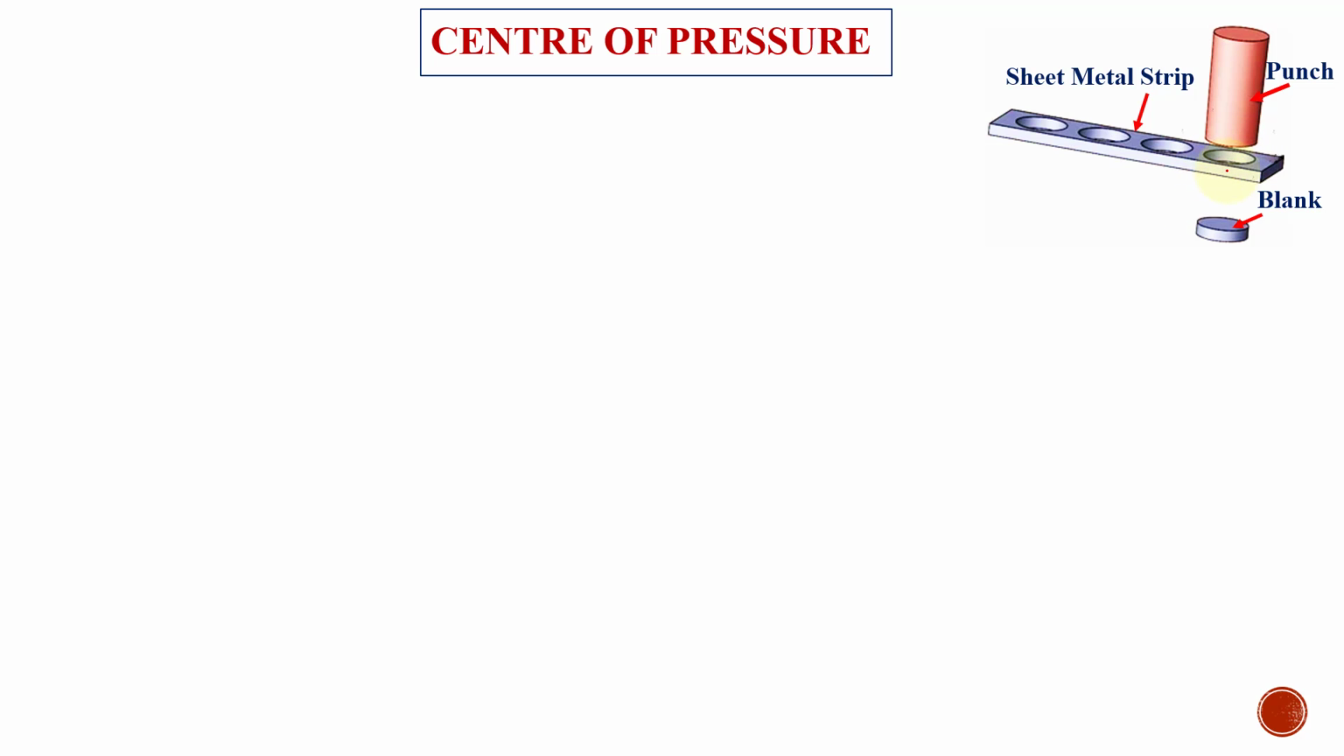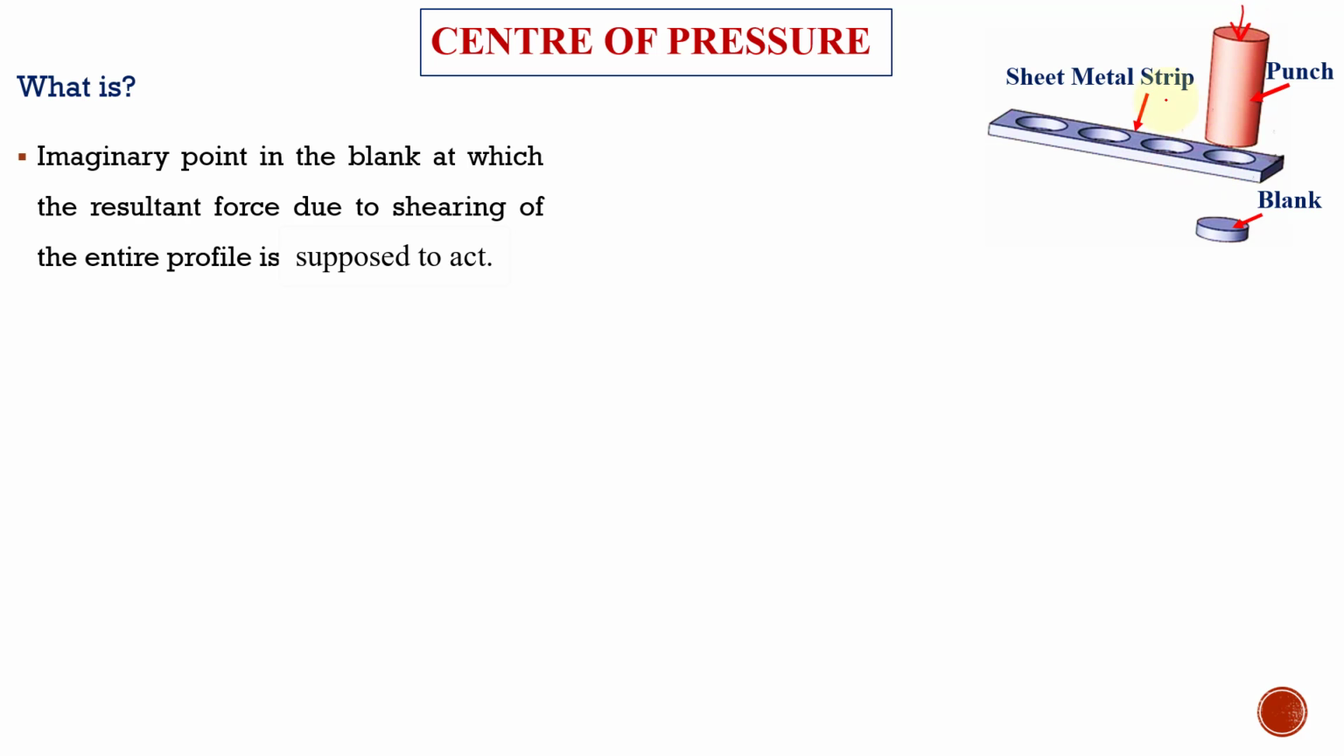So what is center of pressure? How is it related to this blanking operation? Let us see now. In the blanking operation, when the punch descends into this metal strip, shearing happens. Because of shearing, the blank is removed from the sheet metal strip. Here you can see the entire resultant force must pass through the center of the blank. So it is an imaginary point in the blank at which the resultant force due to shearing of the entire profile is supposed to act.